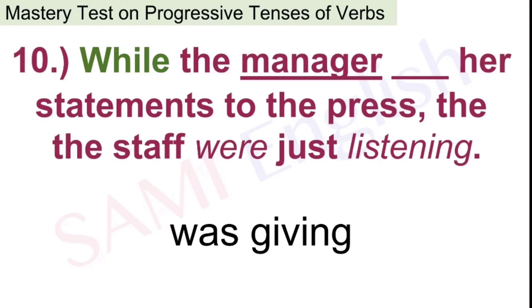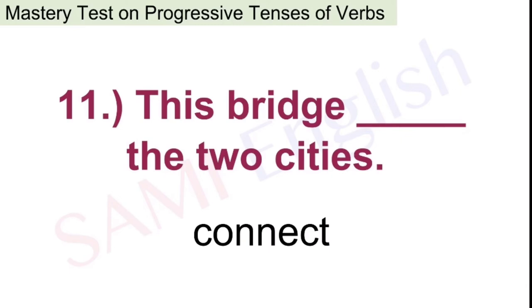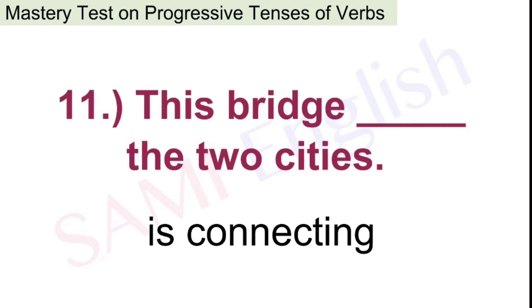Number 11. This bridge blanked the two cities. The subject in the sentence is bridge. It's singular, okay? There is only one. So we should use is, not are, okay? We use is when the subject is singular. We use are when the subject is plural, or many, okay? This bridge is connecting the two cities.